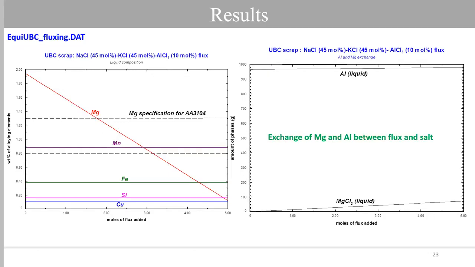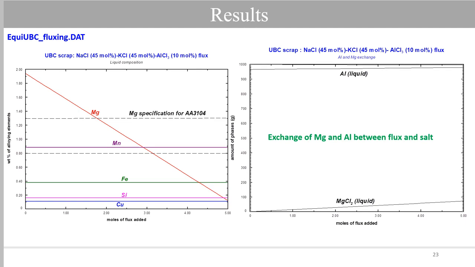So now we have the same type of graphs that are plotted. Here we can see the liquid composition, so the concentration in weight percent of alloying elements. So now we see that the aluminum decreases with the amount of flux that is added, but the other alloying elements stay at the same level as we add the magnesium chloride.